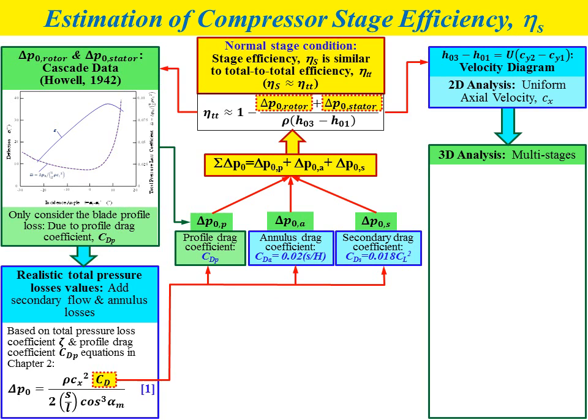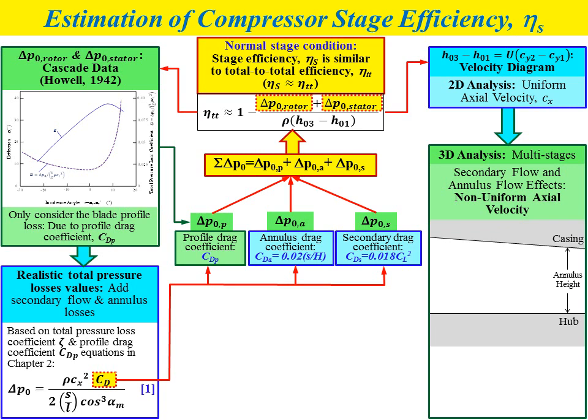However, it is different for 3D analysis. Normally, we need to consider 3D analysis for a multi-stage compressor, where we need to consider secondary flow and also annulus flow effects, because these two types of effects cause a non-uniform axial velocity that we need to consider.